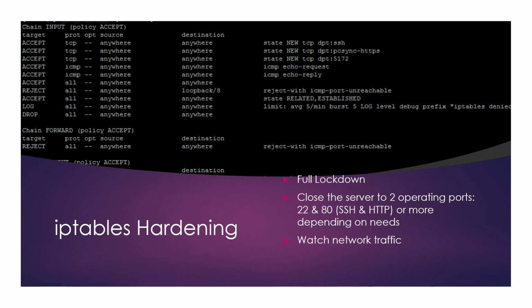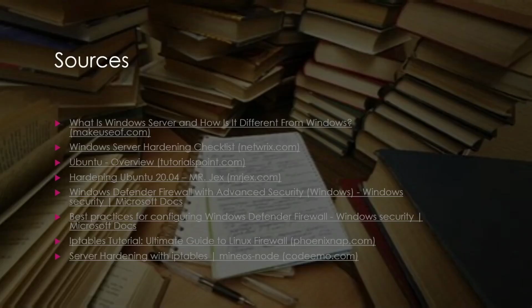So your network administrator should be able to see your network traffic, and through determining whether these packets are malicious or they're actually supposed to be there, you can move forward. And that concludes my presentation today on Windows Server 2019, Ubuntu 20.04, Windows Firewall, and iptables.